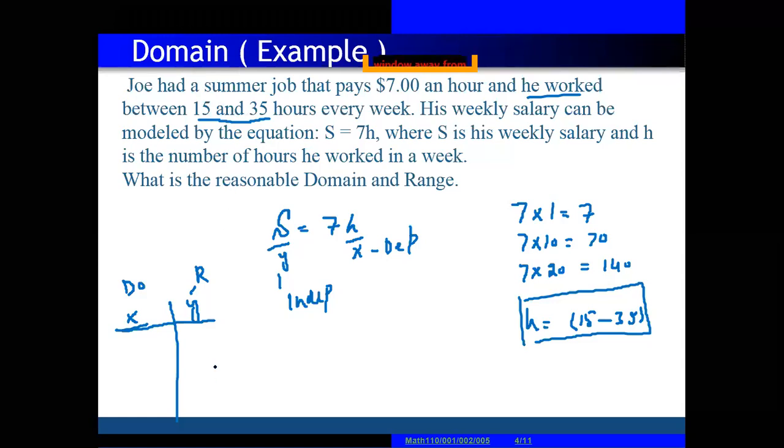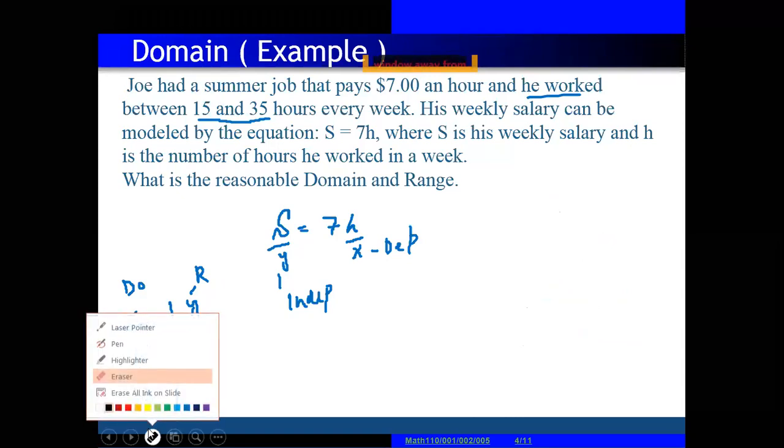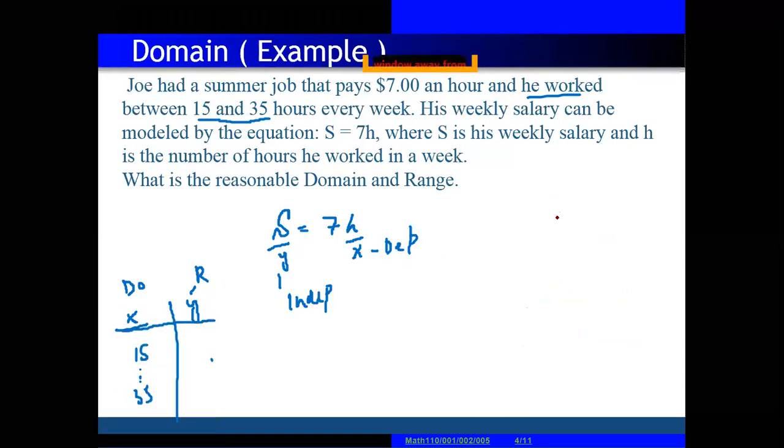So your domain is from 15 till 35 hours. This is your domain, starting from 15 till 35. These are possible because you can work 15, 16, 17 up to 35 hours. So domain is 15 to 35. What about range?